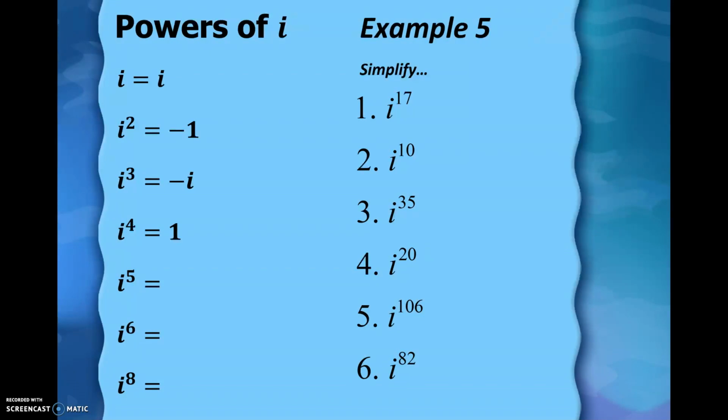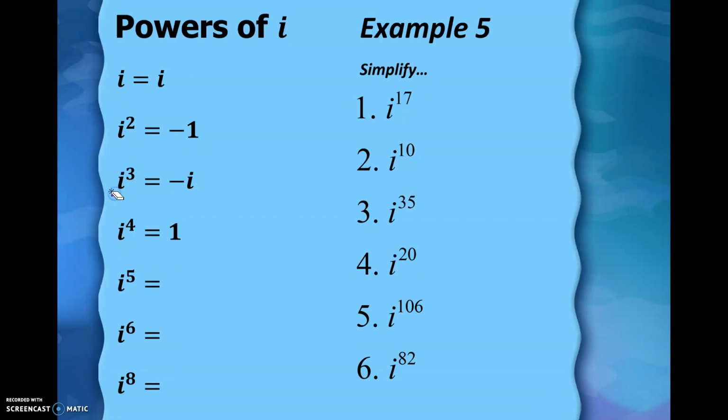Okay, the powers of i. So, plain i equals i. i squared we know is negative 1. Well, i to the third is really i squared times another i. So if i squared is negative 1 and i is i, then negative 1 times i is negative i.